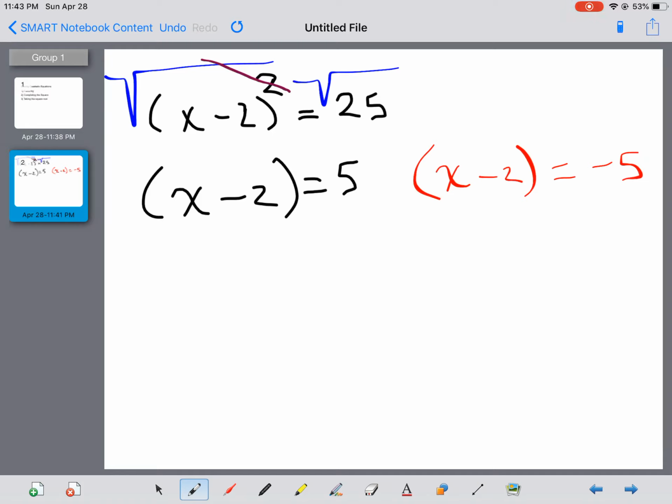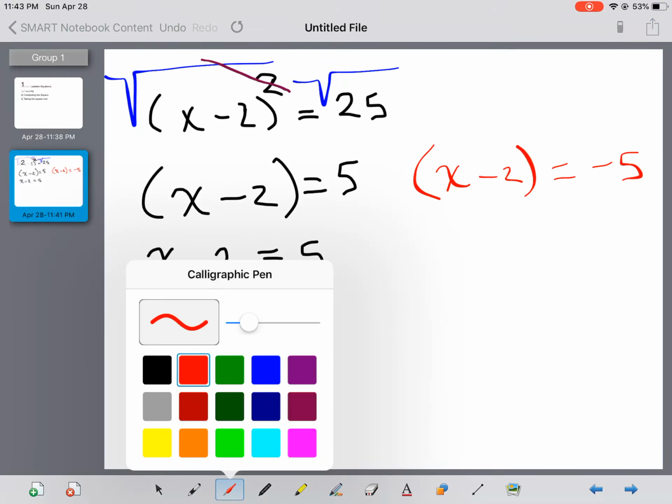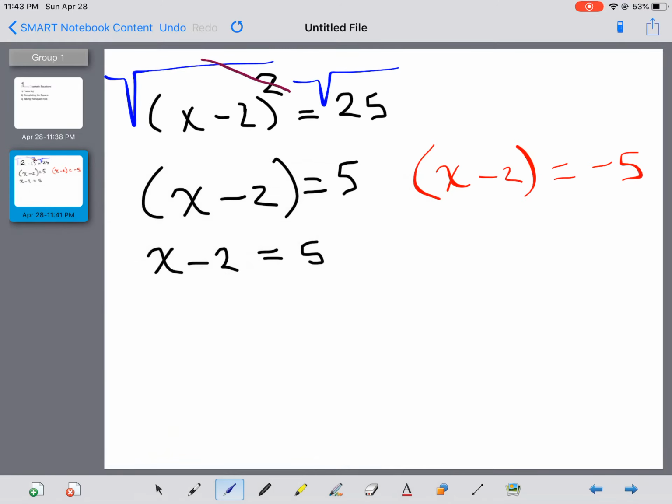So let's start with x minus 2 equals 5. Because there's no other multiplying or exponents involved, we can just rewrite the problem without an exponent and parentheses. So now we add 2 to both sides, and so we get x equals 7. So that's our first solution, x equals 7.